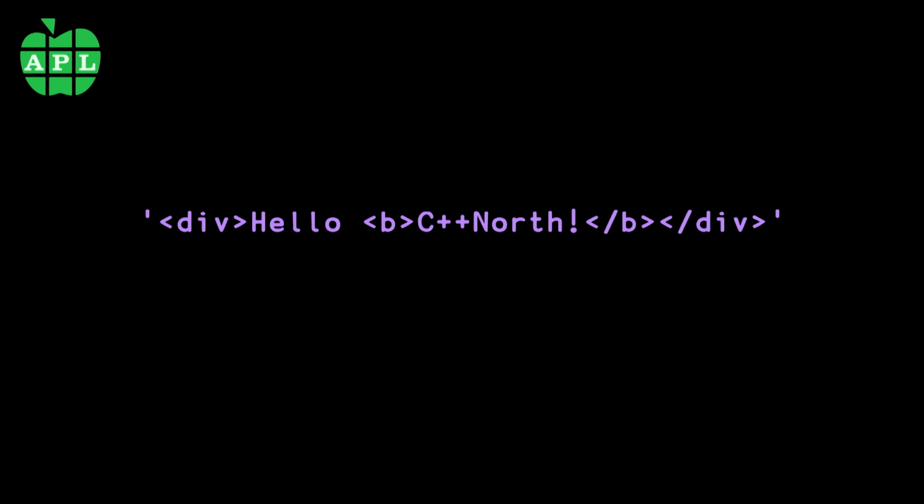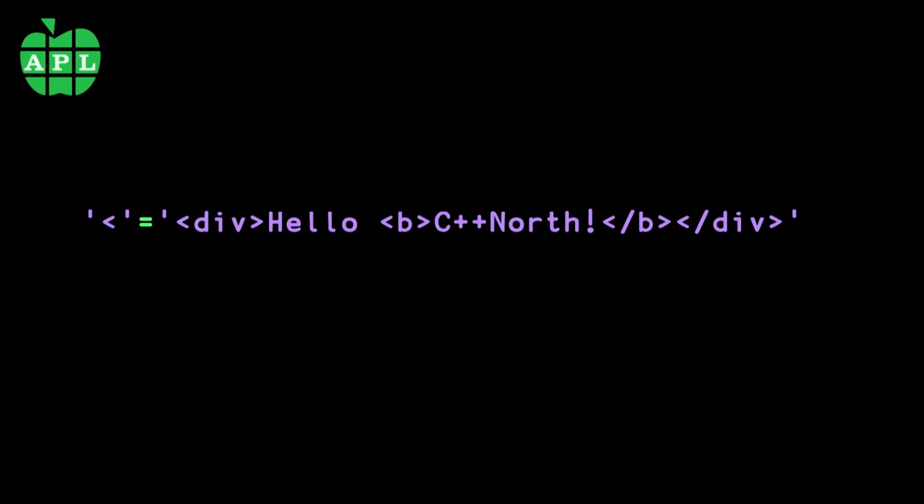So the goal of this is we've got a hello CppNorth with tags around it, and we want to get rid of the tags, something that you wouldn't really think of as being parallelizable. But we'll see that if you code it in an array kind of way, it's a very parallelizable function. So the first thing we need to do is identify where all the open brackets are. And so the result of this is basically going to be a bunch of ones and zeros.